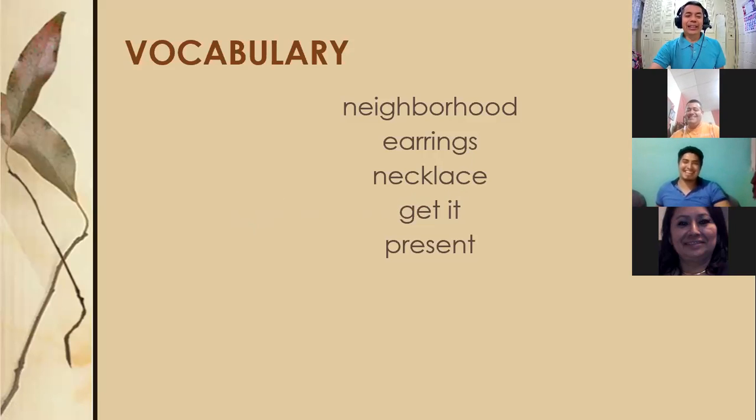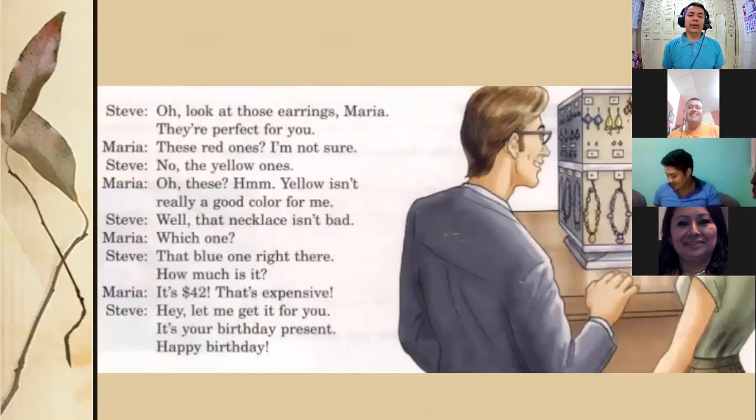Okay. Good. Now, let's go to the conversation. Please, listen. Oh, look at those earrings, Maria. They're perfect for you. These red ones? I'm not sure. No, the yellow ones. Oh, these. Yellow isn't really a good color for me. Well, that necklace isn't bad. Which one? That blue one right there. How much is it? It's $42. That's expensive. Hey, let me get it for you. It's your birthday present.